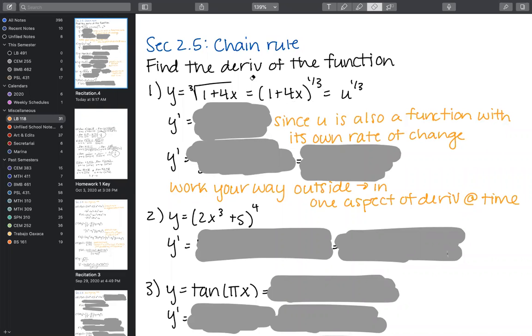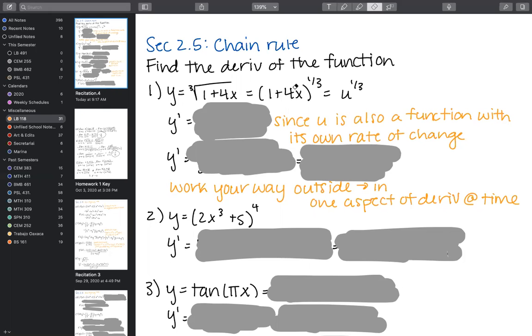The outermost aspect first: you work your way from the outside in. It's almost like reverse PEMDAS. We'll have a couple of examples that show you the difference, specifically when it comes to trig and exponents. We're going to call the inside here u because it itself has its own derivative, but we're still concerned with the power rule aspect of the derivative. The order in which we're going to take them is from the outside in.